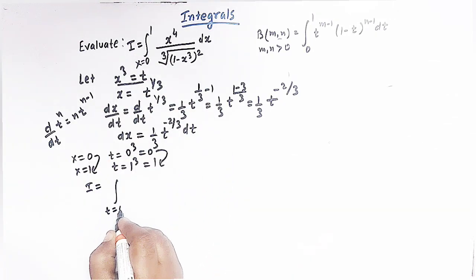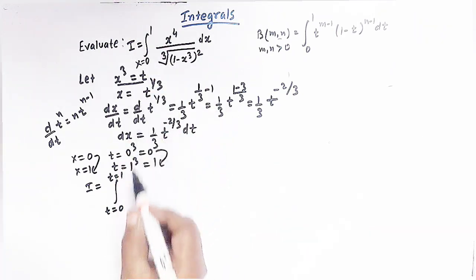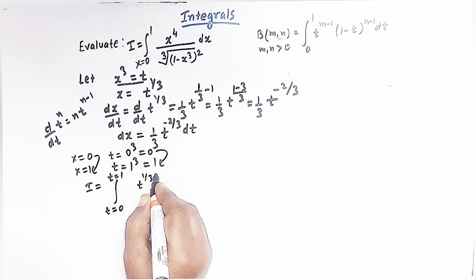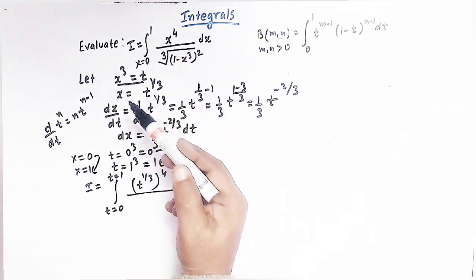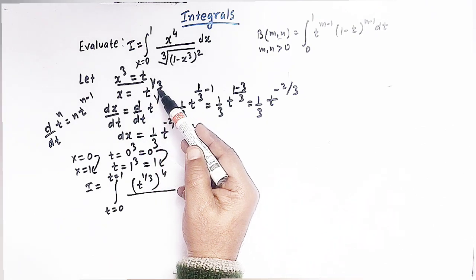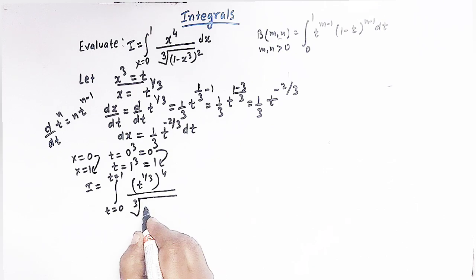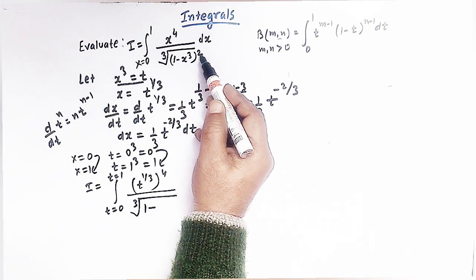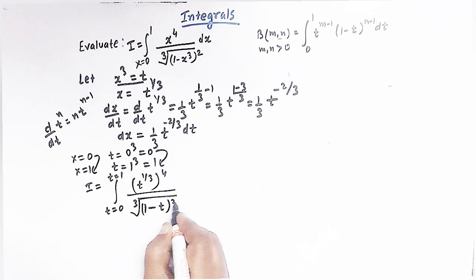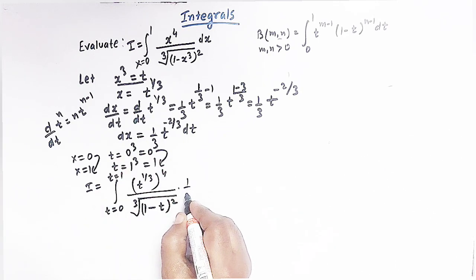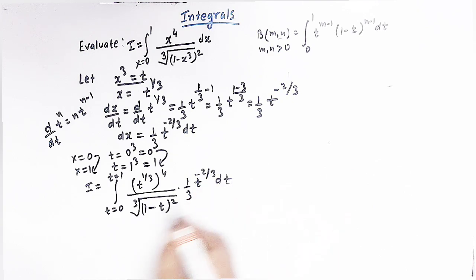So now we can easily write this integral I in terms of t. So we have t is equal to 0 to t is equal to 1, and for x we can write t raised to 1 over 3 raised to 4, and then we have the cube root of (1 minus x cubed) squared. For x cubed we can write t, and here we have the square, and for dx we can write 1 over 3 t raised to minus 2 over 3 dt, right?